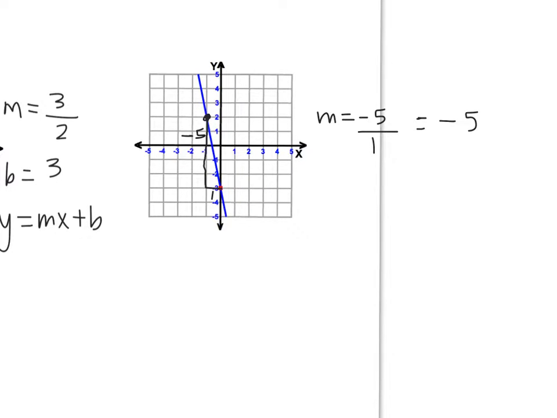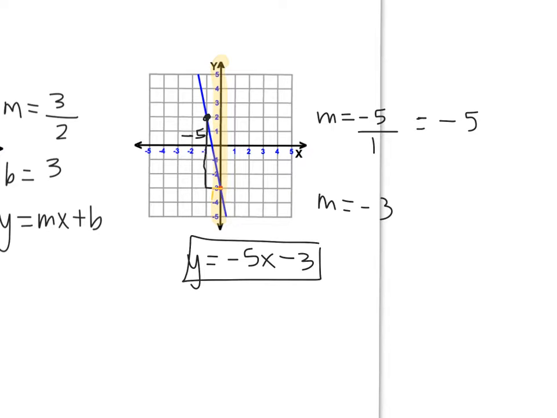Then I see with that red dot where the line crosses the y-axis. Again, if it helps you to remember which one's the y-axis, highlight that axis, and where it crosses is at -3. So b here is -3. When I write my equation, I have y equals -5x, and because the y-intercept is -3, I don't need to add anything here. I can just say -3. That would be my equation in slope-intercept form for this graph.